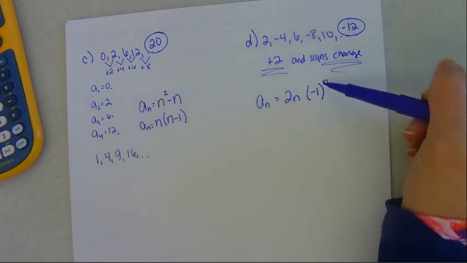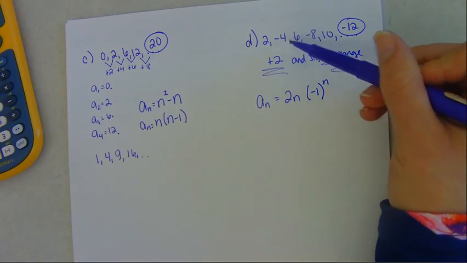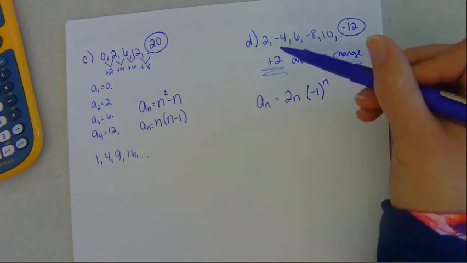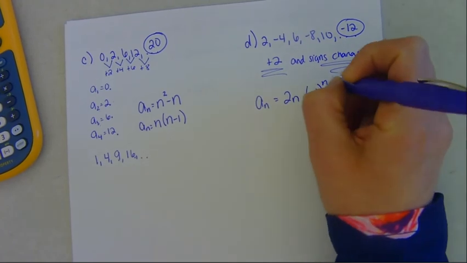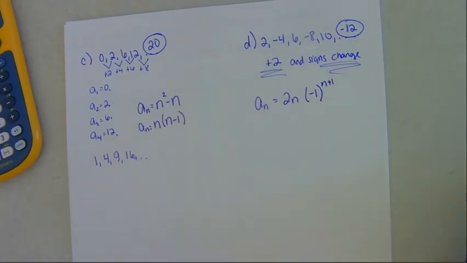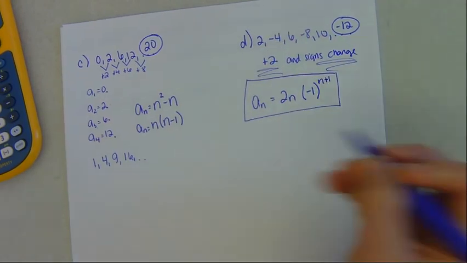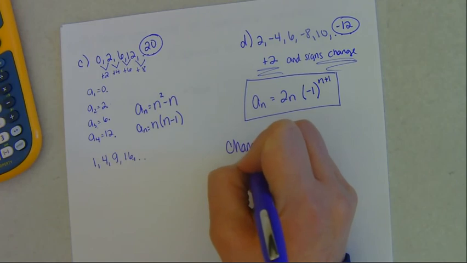So when I plug in 1, I need my exponent to be even. When I plug in 2 for my second term, I need my exponent to be odd because I need to end up with that negative. So I could simply change this to an n plus 1, or an n minus 1 even would be fine. So there is that. So to change signs, make yourself this note.